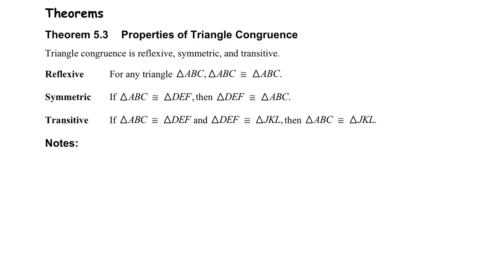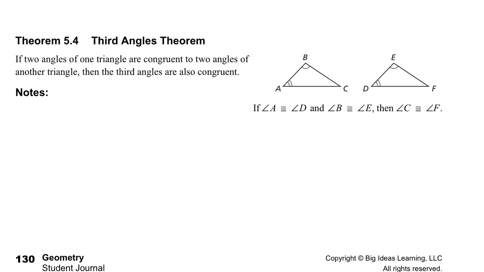Now, what we do want to talk about is the third angles theorem. This says if two angles of one triangle are congruent to two angles of another triangle, then the third angles are also congruent. This goes back to the triangle sum theorem. If I have two angles that are congruent in both, let's say the sum here is 80 in both of these, that means the third angle in both also has to be 100 because they would have the triangle sum theorem applied. So again, if two angles are congruent, we can go directly to the third angle is congruent by the third angles theorem.